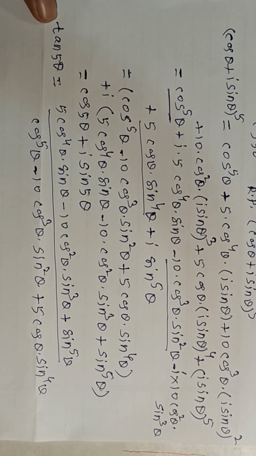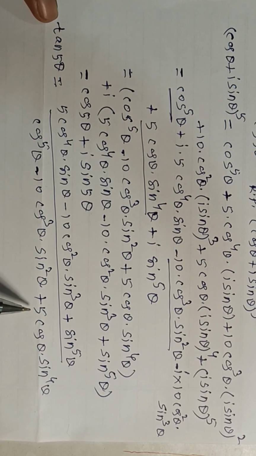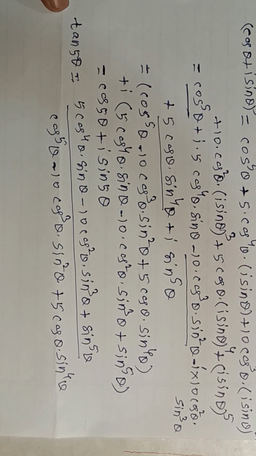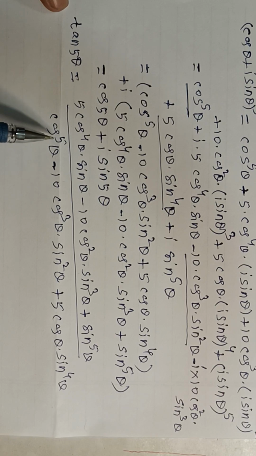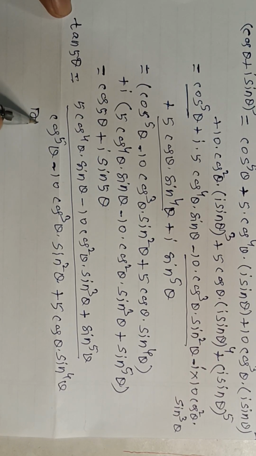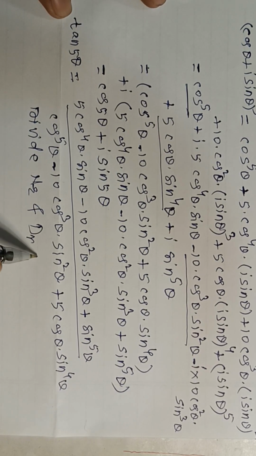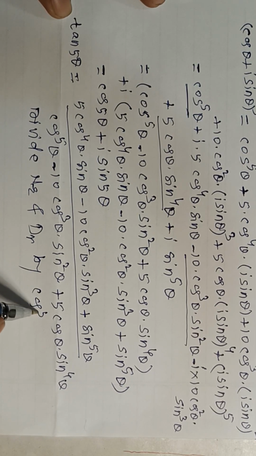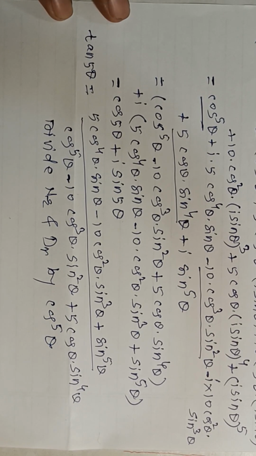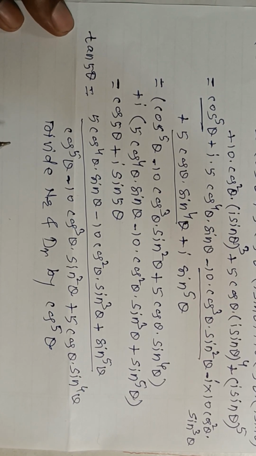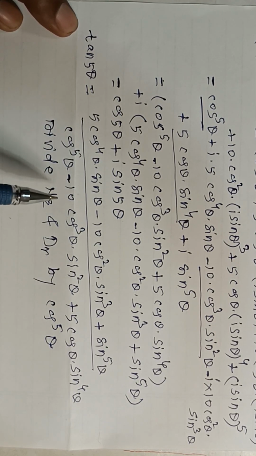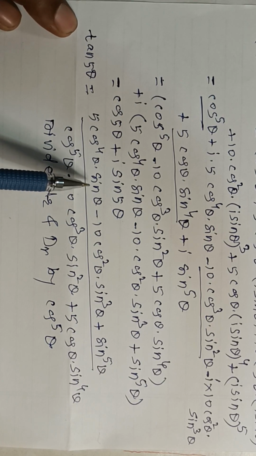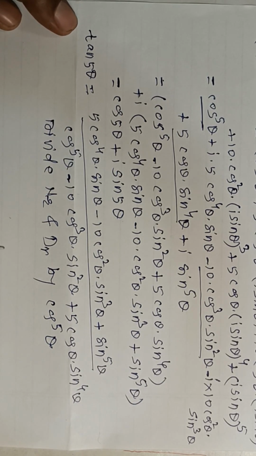Now what we have to do? Divide numerator and denominator by the highest power of the cosine function. Here the highest power of cosine is fifth power of cos theta. So we divide numerator and denominator by fifth power of cos theta. Then what will happen? We eliminate cosine functions from each term, and whatever sine function remains, you replace that sine function by tangent function.